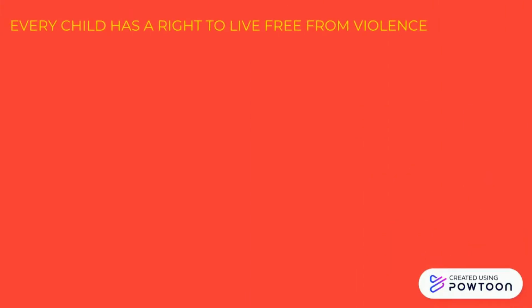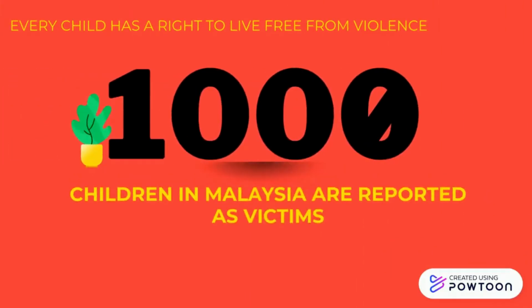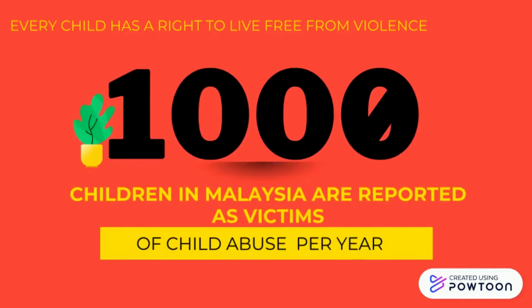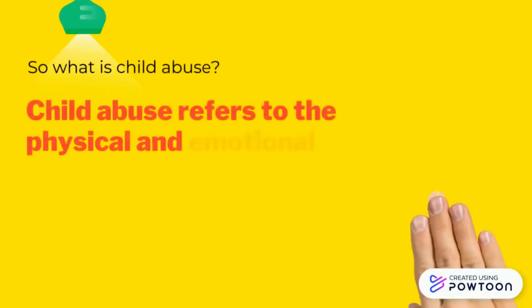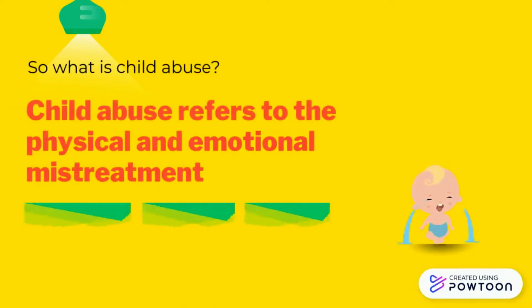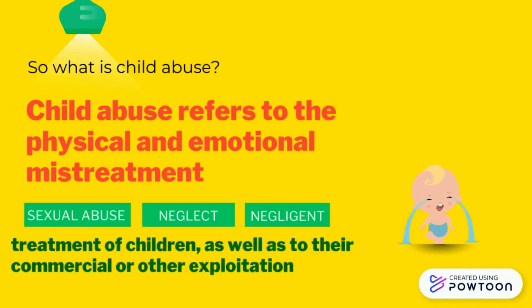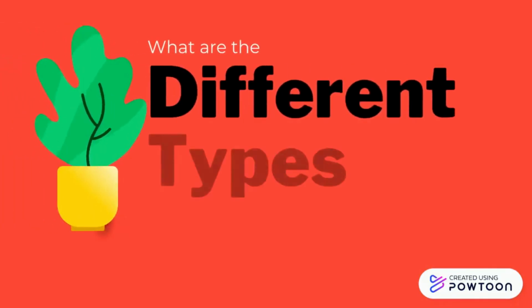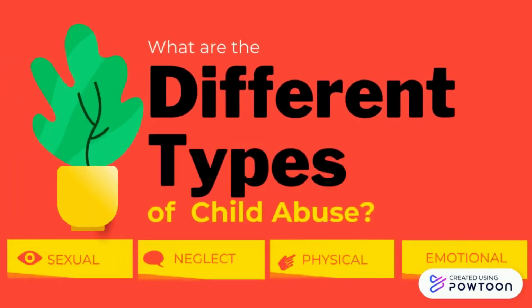Every child has a right to live free from violence. 1,000 children in Malaysia are reported as victims of child abuse per year. So, what is child abuse? Child abuse refers to the physical and emotional mistreatment of children as well as to their commercial or other exploitation.